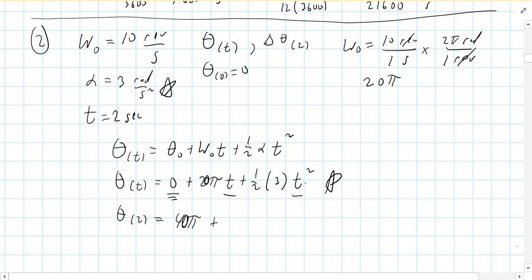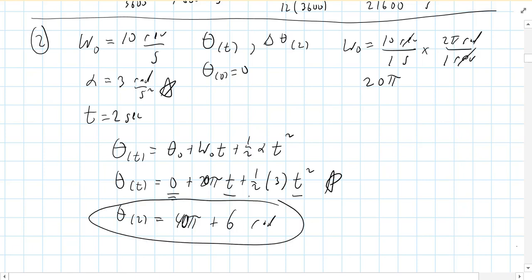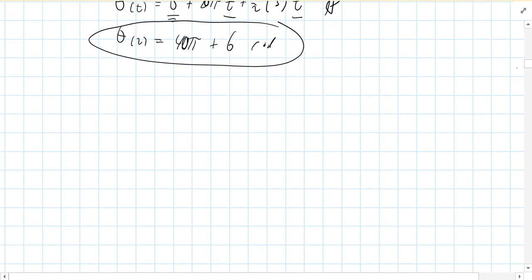So that's 3 times 4 is 12. Half of that is 6. So the angular displacement after 2 seconds would be 40 pi plus 6 radians. And if you wanted to, you could plug in a calculator and get an actual decimal answer. But for the purposes of this video, that's fine. Just leave it like that. Okay, so there you go. There's your answers.